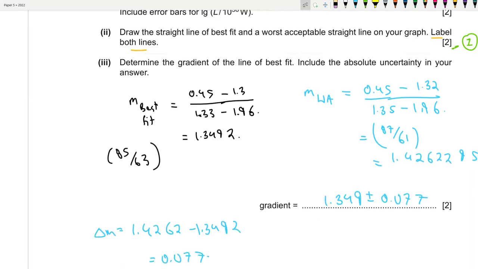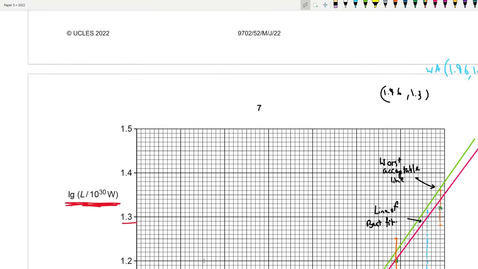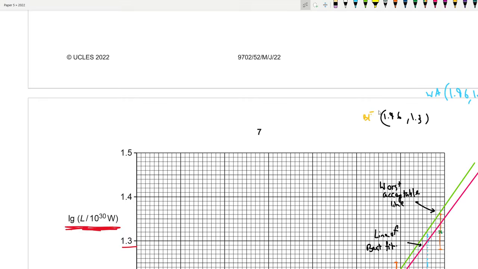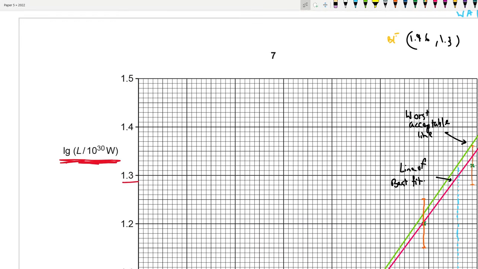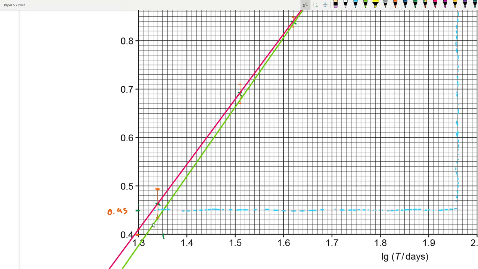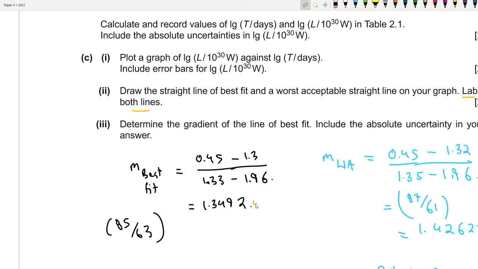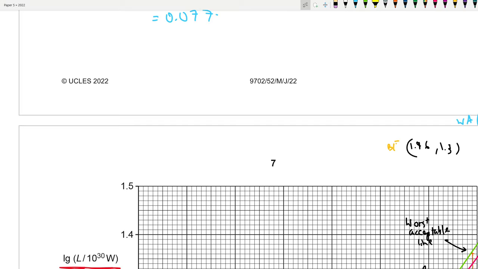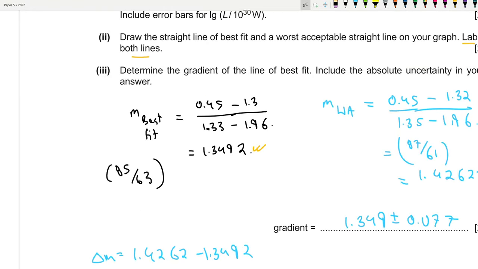Okay, next we're going to find out the gradient with uncertainty. So I drew a triangle. I always try to draw a triangle which I can use for both graphs. So for the line of best fit, the points were 1.96 and 1.3 over here, and over here 1.33 and 0.45. So you need to draw a triangle which actually exceeds 50% of the graph. Okay, so I got this value. And then for the worst acceptable line, 1.96 and 1.32, and 1.35 and 0.45. Okay, so I got this value.